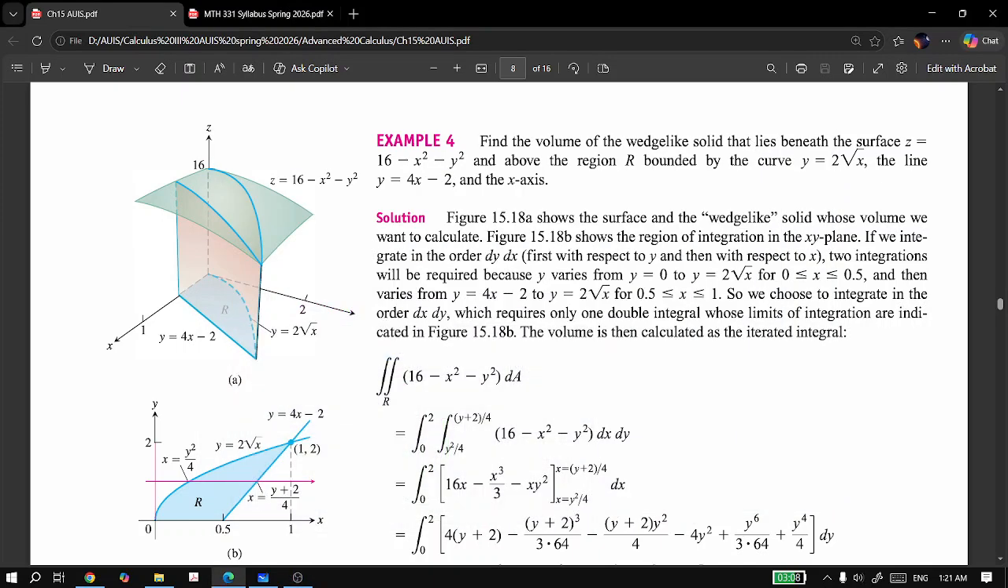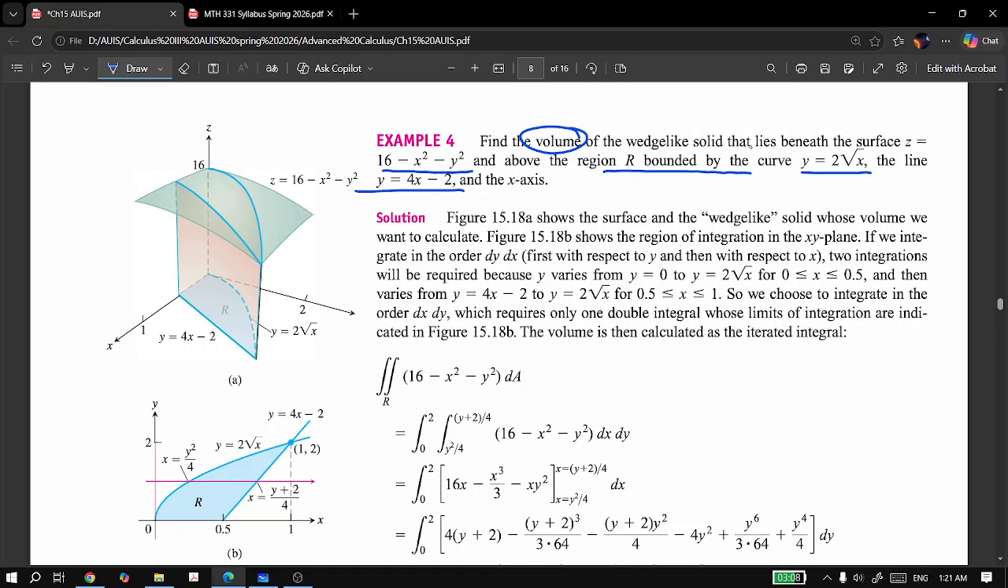So we are moving to example 4 in section 2 of chapter 15, which requires us to find the volume of a wedge-like solid that lies beneath the surface z equal to 16 minus x squared minus y squared, and the region that we have got is bounded by the curve y equal to 2 square root of x and the line y equal to 4x minus 2.